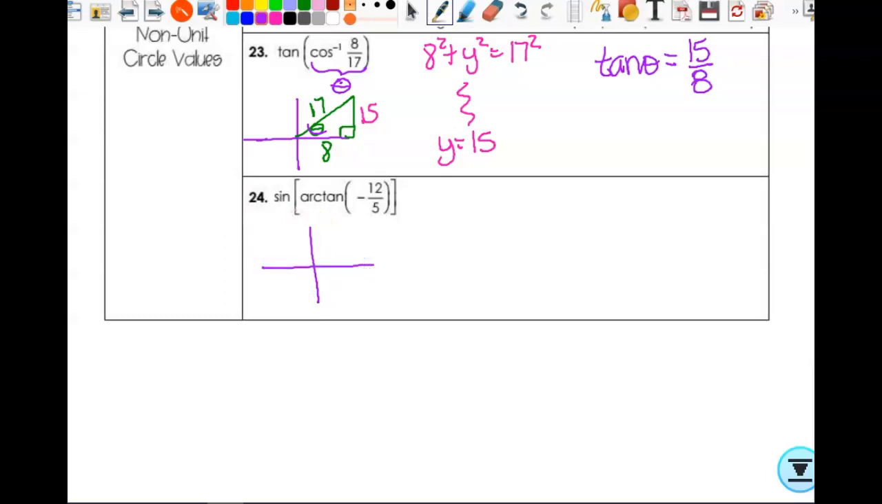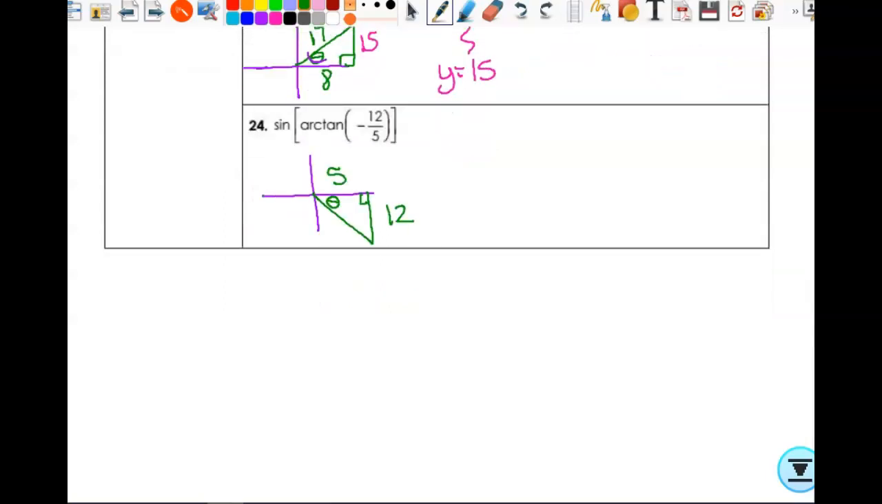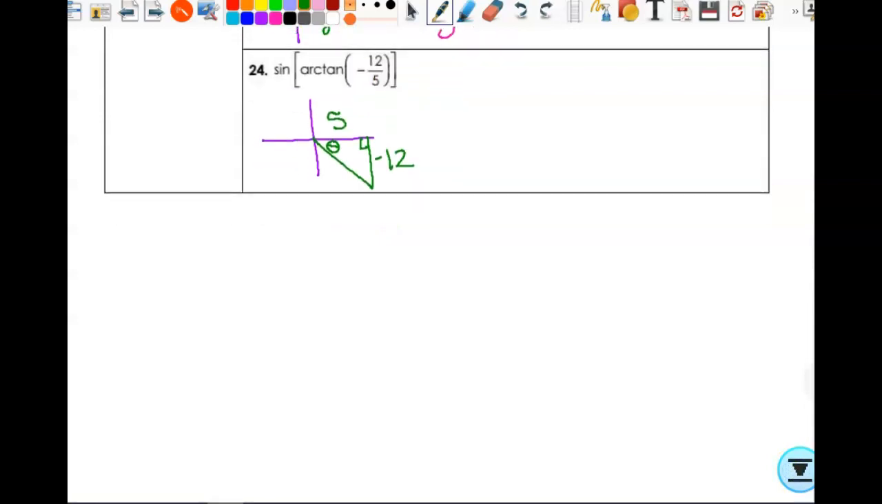All right, so then when we look at number 24, tangent, my angles come from the first and fourth quadrant. This is negative, so I know that my triangle is in the fourth quadrant. This is theta. Tangent is y over x, so this is 12 and this is 5. Where does the negative sign go? On the 12, good, because that's why the quadrant matters. You get it in the right spot.